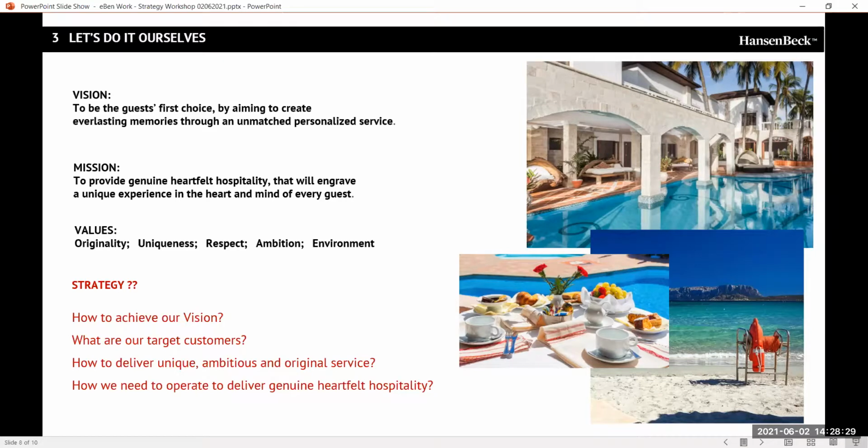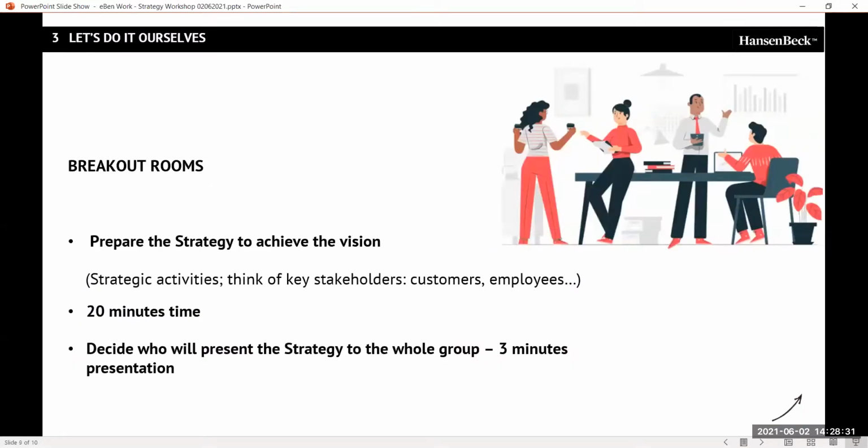Yeah. So how are we going to work? We'll go to the 2 breakout rooms. Please prepare the strategy, how to achieve the vision. We'll have 20 minutes from the beginning. We can prolong for an additional 5 minutes if necessary. Please decide in the group who will present the strategy later on back to the whole group. So there will be 2 presentations of approximately 3 minutes.